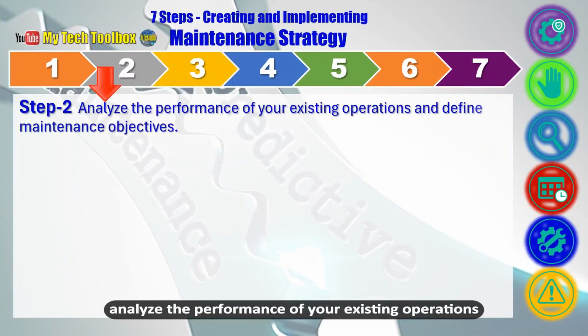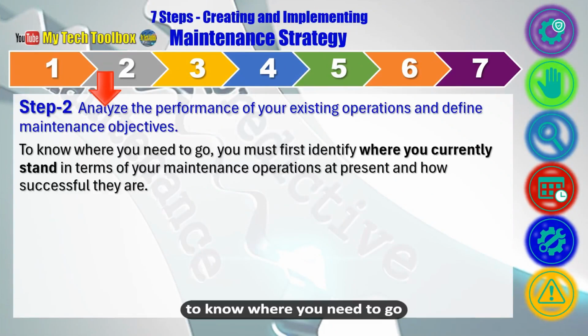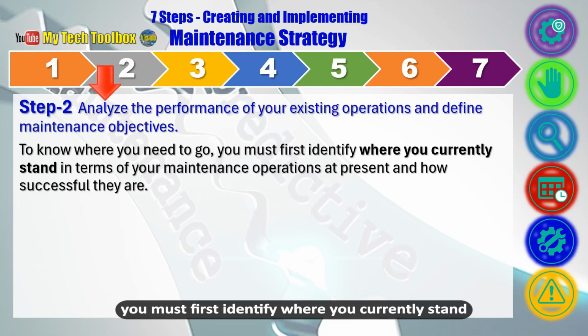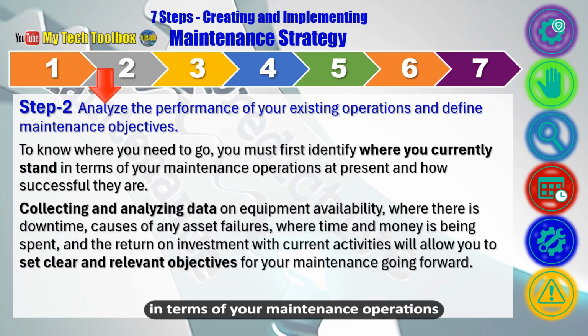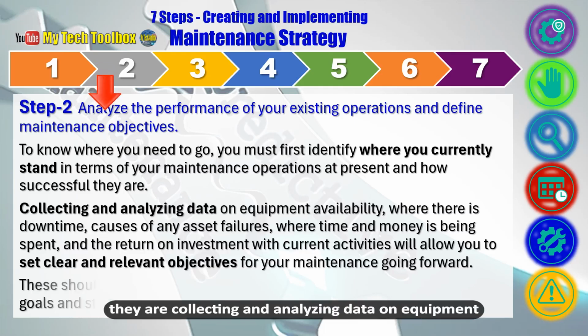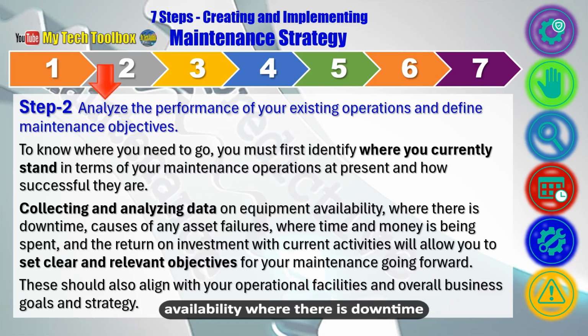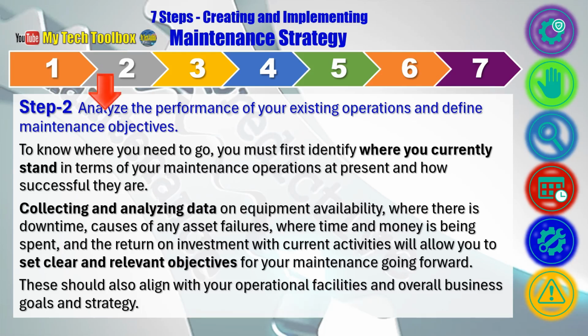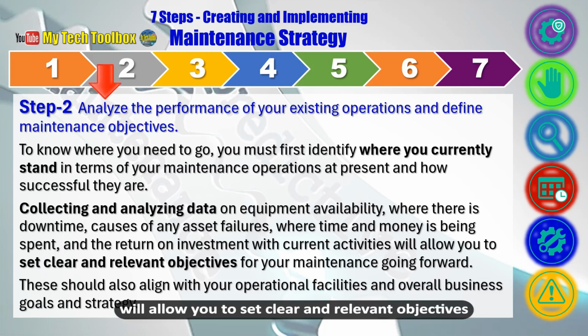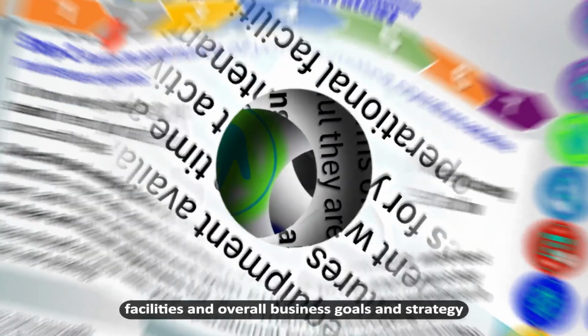Step 2. Analyze the performance of your existing operations and define maintenance objectives. To know where you need to go, you must first identify where you currently stand in terms of your maintenance operations at present and how successful they are. Collecting and analyzing data on equipment availability, where there is downtime, causes of any asset failures, where time and money is being spent, and the return on investment with current activities will allow you to set clear and relevant objectives for your maintenance going forward. These should also align with your operational facilities and overall business goals and strategy.